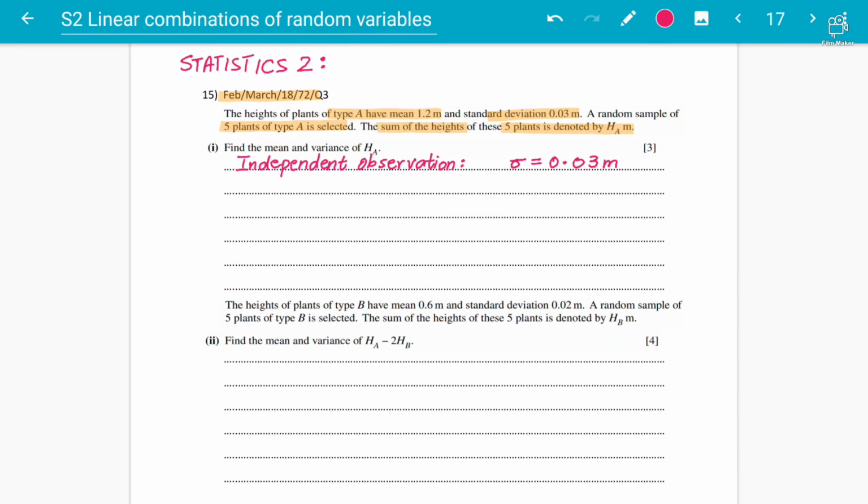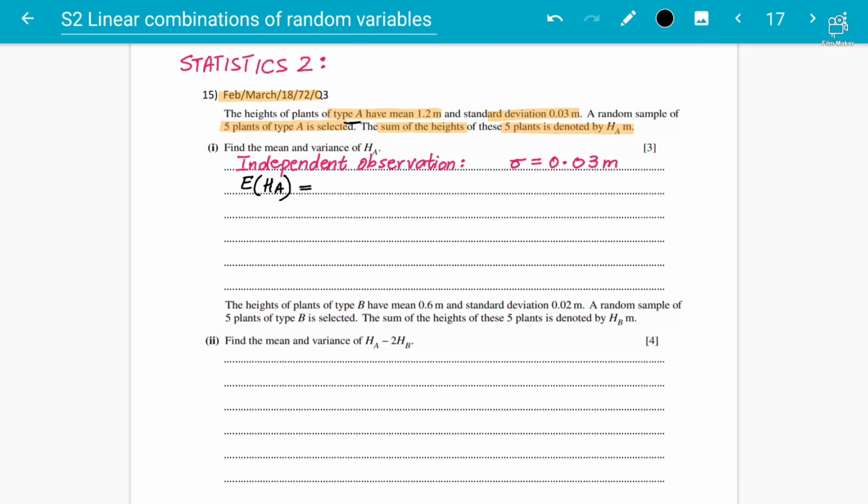Okay, so we will denote the mean. So mean of HA, the HA is represented for the plants, right? So mean is basically represented by E. So the mean of HA will be, because these are 5 plants and we have to add them, the sum of them. So this is the mean of one type A plant.